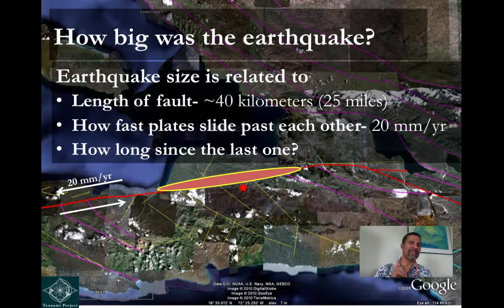Now this is where it gets kind of interesting, because the length of time between earthquakes can vary. It's not always exactly the same. And depending on how much strain has accumulated, the time since the last earthquake will tell you how big the next one will be. So let's go back into the books and figure out when the last earthquake was in this area.